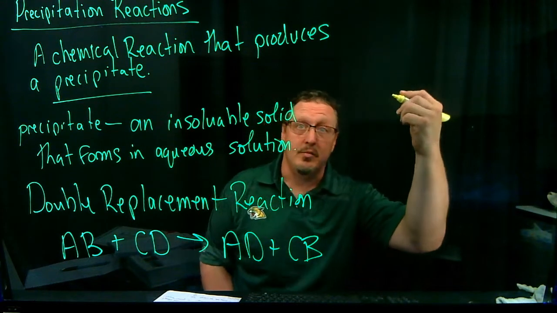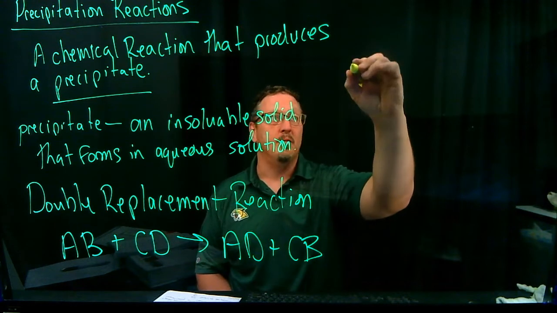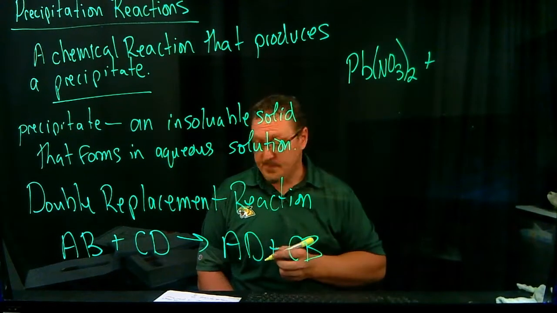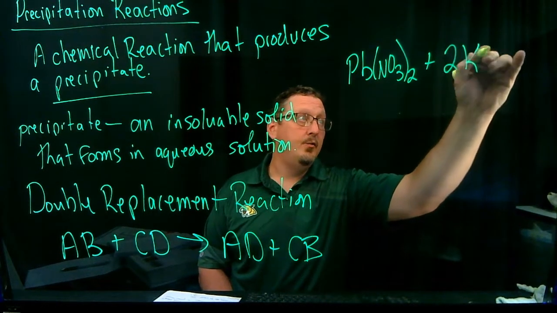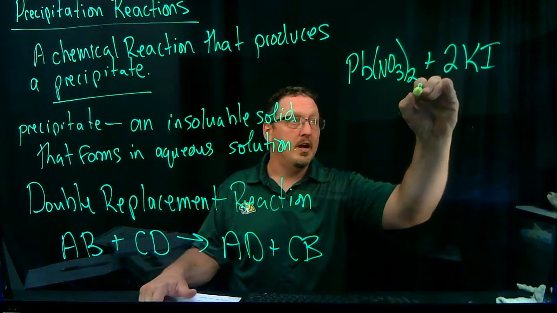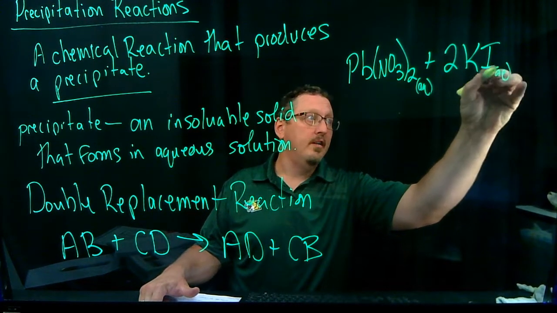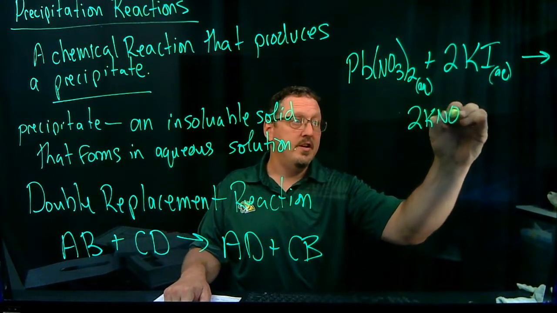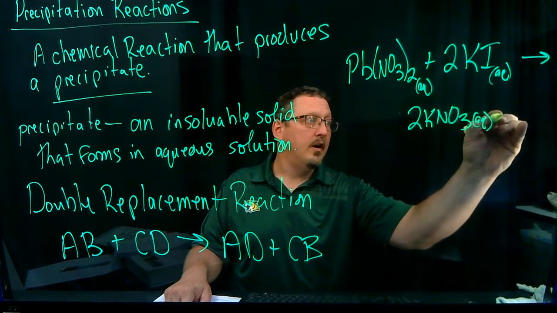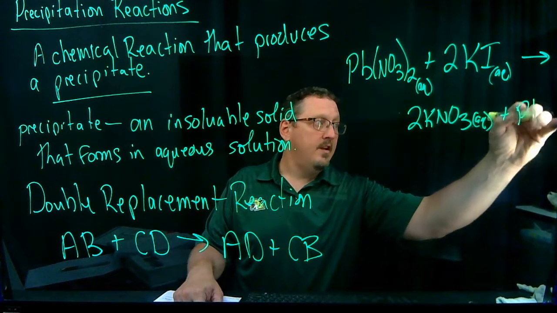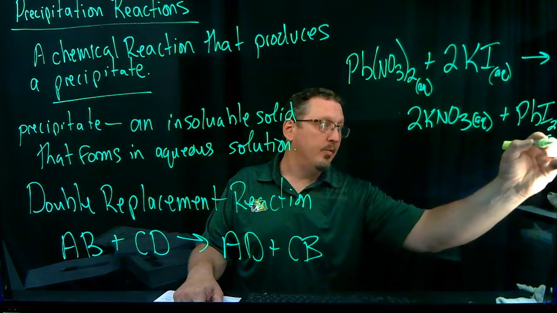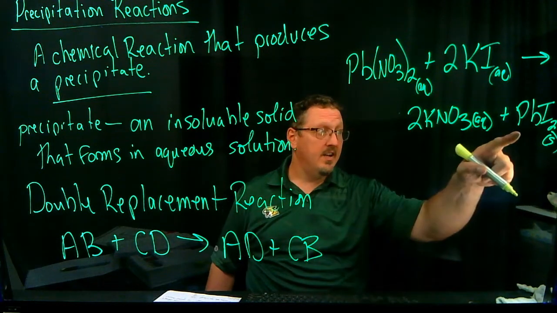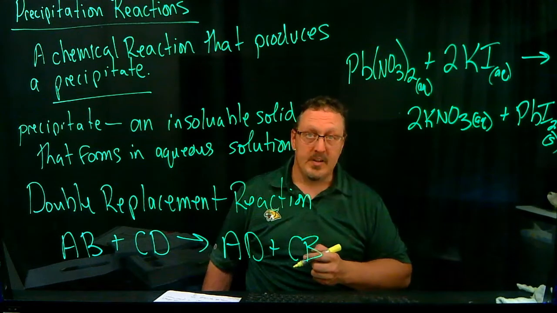Okay, so here's an example of one that I think I've shown in the past, but we'll see. So lead nitrate plus potassium iodide, so 2KI, and they're both going to be aqueous. To be more correct, I should write that for you so that you see it. You're going to make 2 potassium nitrate, KNO3, and that's going to be aqueous, plus lead iodide, PbI2, and that'll be a solid. Okay, this reaction is really kind of cool because lead iodide is a brilliant yellow color, and it's just neat to see.